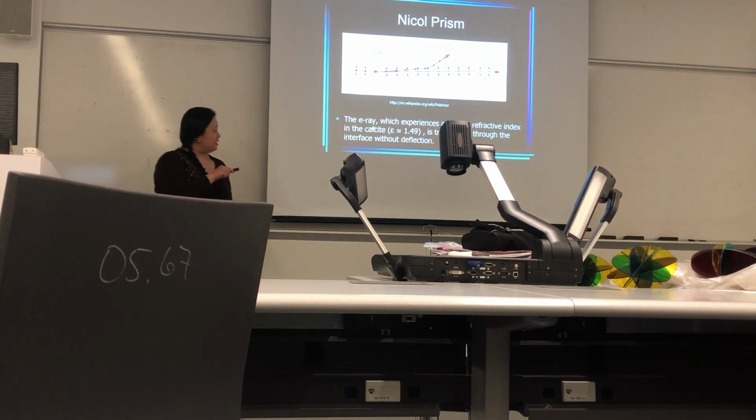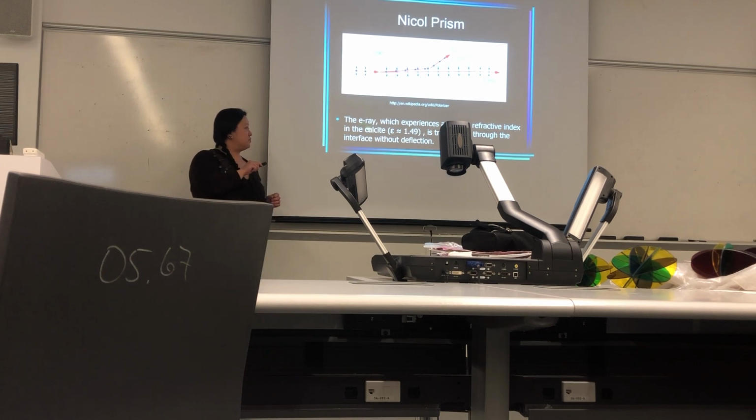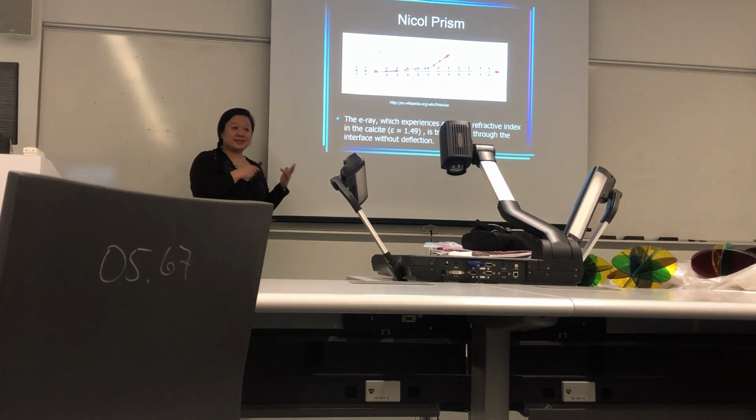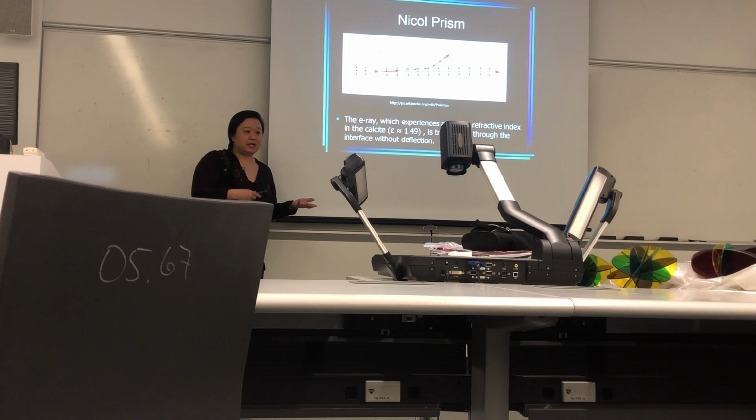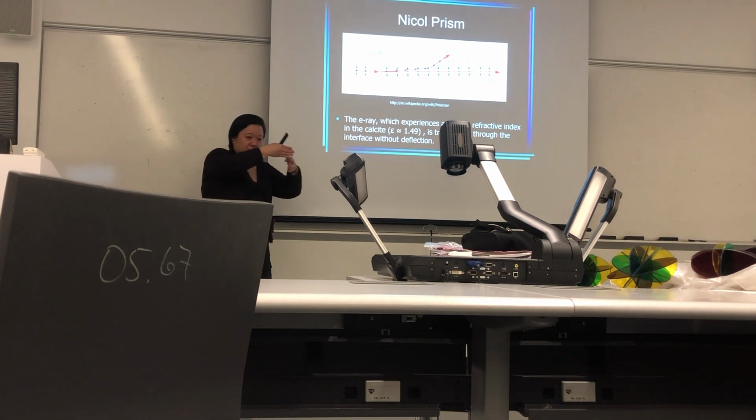So, the E-ray, which experiences a smaller refractive index, epsilon about 1.49, is transmitted through the interface without deflection. Does this make sense to you guys? Okay. That's how they used to get polarized light of just one direction. Because you send it through a crystal, you'll still have two rays vibrating perpendicular to each other. Let's just get rid of one of them by sending it all flying into space. That's the O-ray, and the E-ray is the one that we're going to use to illuminate my sample.